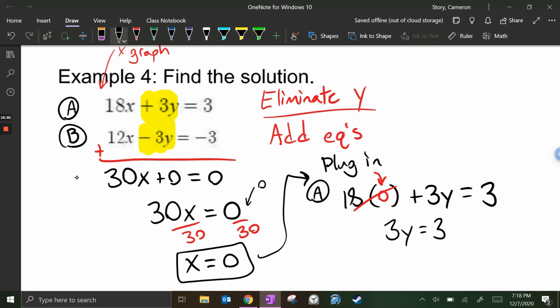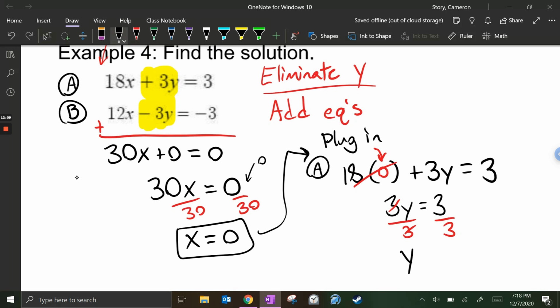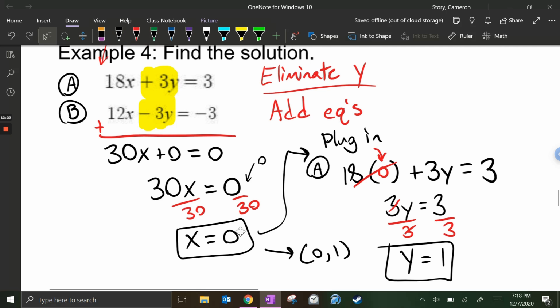It's pretty convenient. We get 3y equals 3. If we divide both sides by 3, you're going to get y is equal to 1. That's my solution. If you put those two things together, we can get the coordinate (0, 1). And you could check this by plugging in x equals 0 into either equation. You could try it with b, and it should still be 1 for y when you solve it.